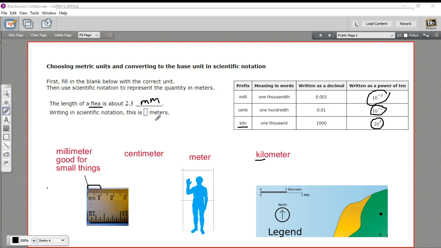Now we want to convert that into meters and write it in scientific notation. You could convert it by dividing by 1,000 and then figuring out the scientific notation for that. Or you could just use this shortcut. Take this 2.3 and multiply it by 10 to the negative third. That is how many meters 2.3 millimeters is. So 2.3 times 10 to the negative third meters. So that is how to choose the right metric unit and then convert to meters and use scientific notation.